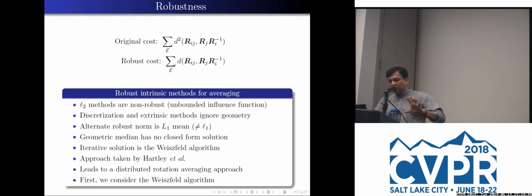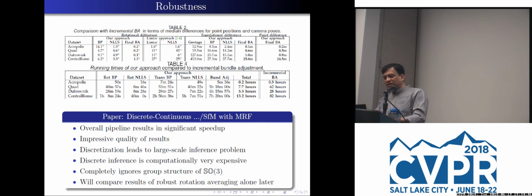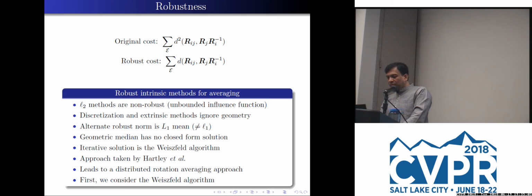Right, so the method that I showed you just now is sort of ignoring the group structure. What it does, like I said, is a quantization of the space of solutions, and then solves a labeling problem there. But if you want to keep the group structure in place and solve the problem, this is the approach that was proposed by Hartley and others, based on the so-called Weiszfeld algorithm that I mentioned earlier. And here's essentially what they do.